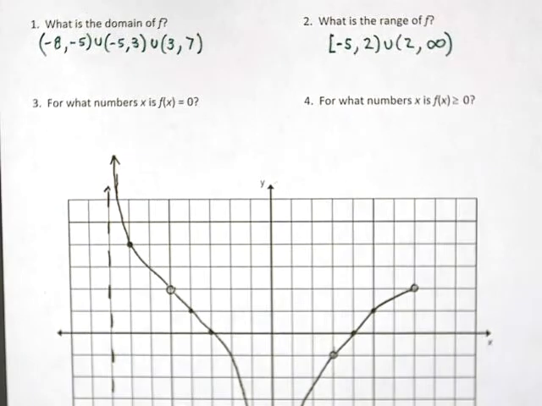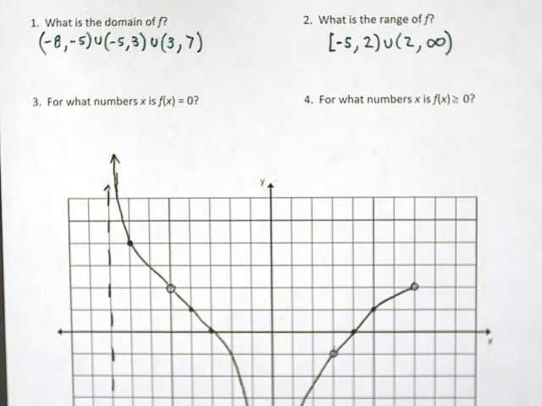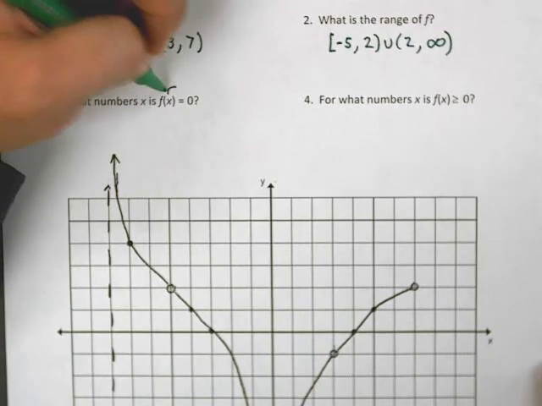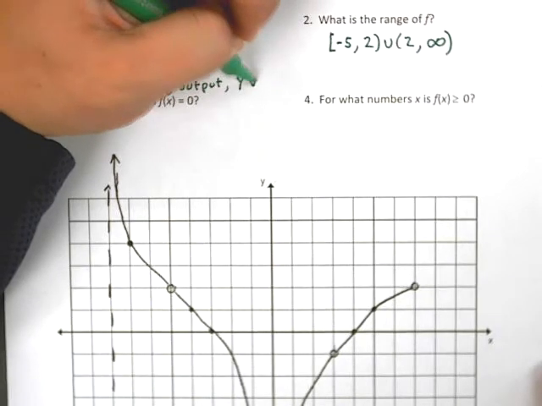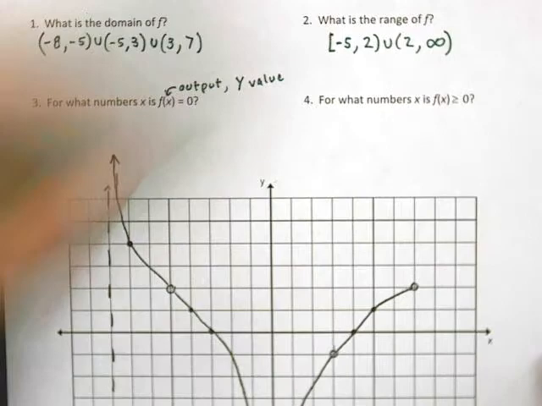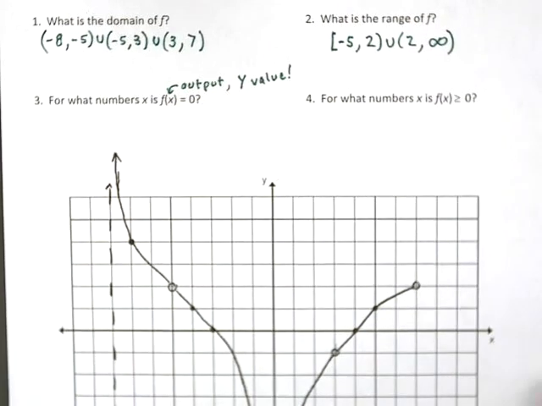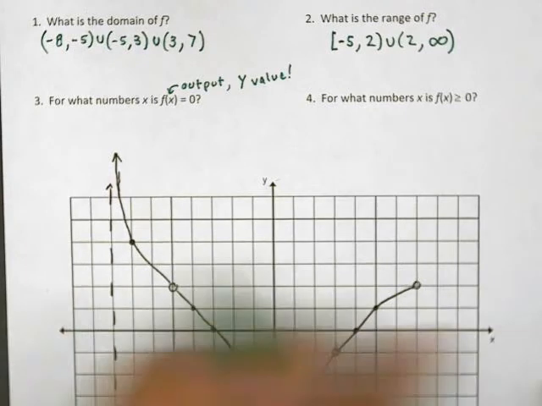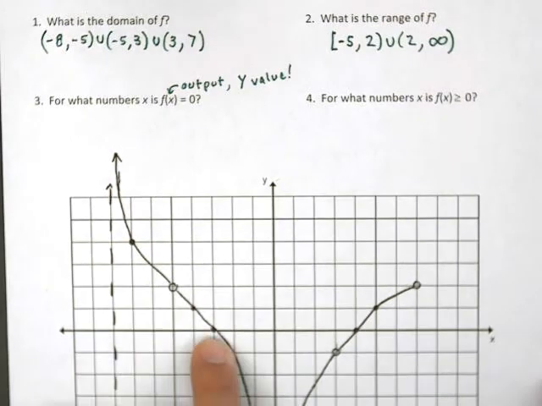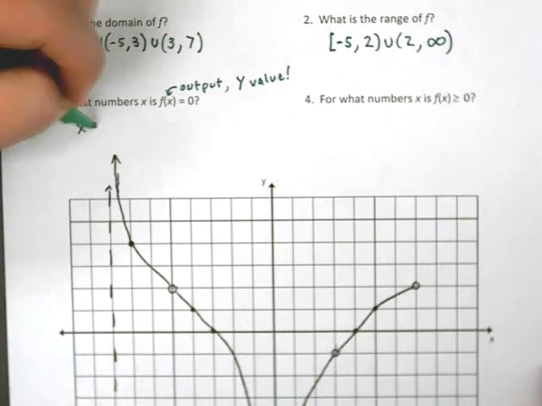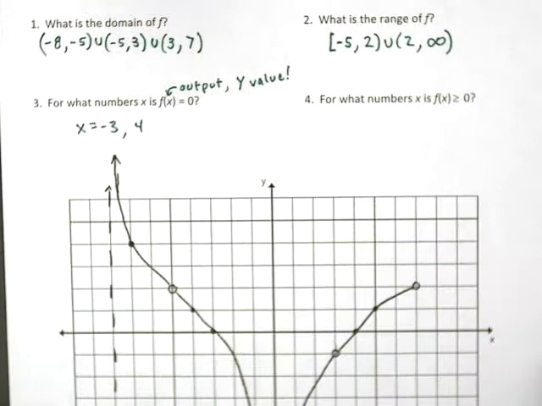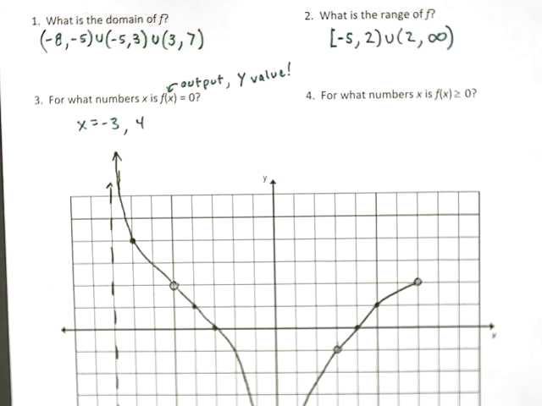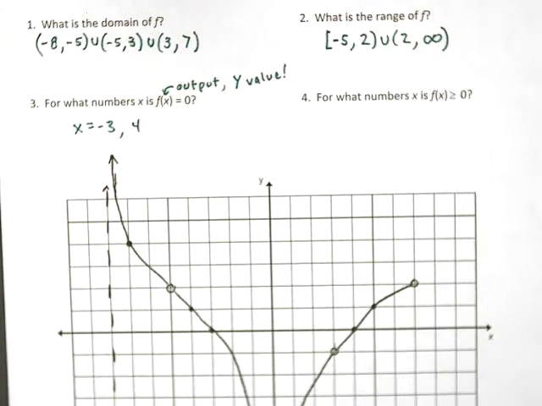Alright, almost done. For what numbers is f of x equal to 0? Remember, if I'm asking about f of x, this is the output, this is the y value. So I'm looking for y to equal 0. Well, let's see. y equals 0. I see it twice. I see it here at x equals -3, and I see it again at +4. So that's nice and easy.